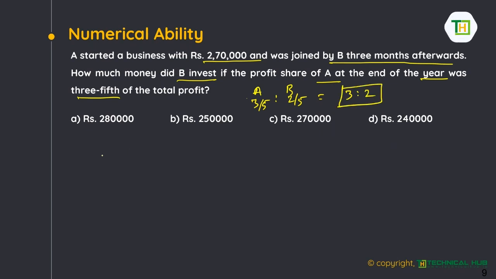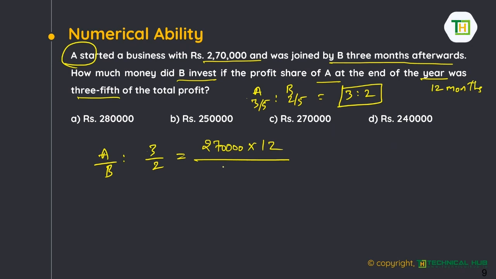Profit ratio A by B is 3 by 2, which is equal to, as we all know, profit is nothing but investment into time period. Investment of the first person is 2,70,000 into time period. Initially, who starts the business? A starts the business. Therefore, A will be there for the entire 1 year. 1 year is equal to 12 months, so 12, divided by, we don't know the investment of B.